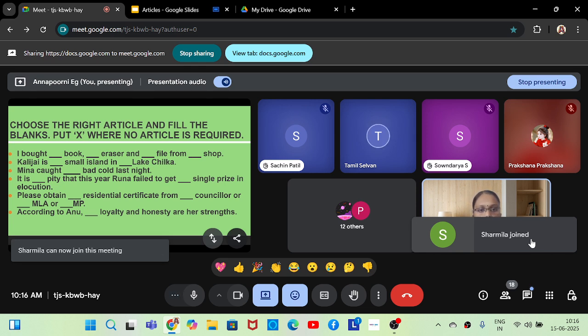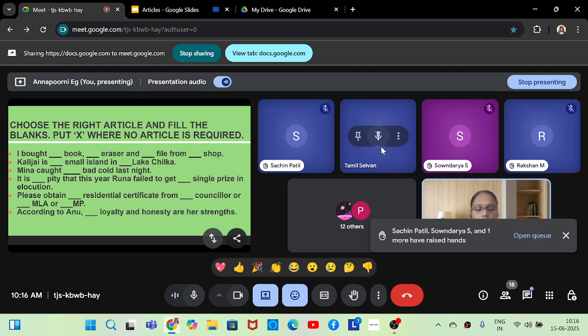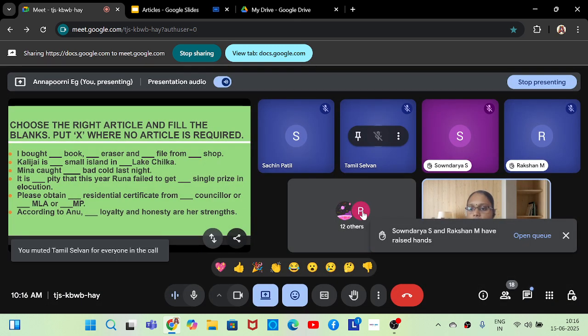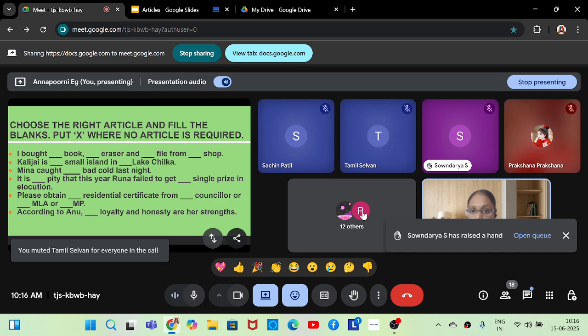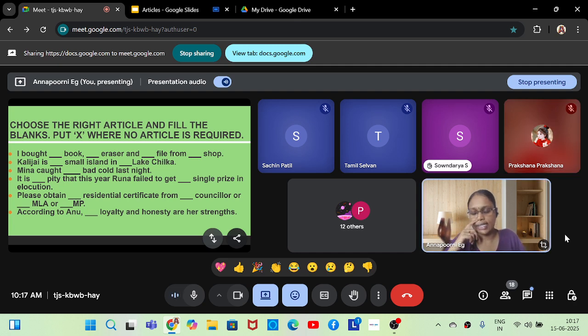No problem. Okay. So now moving to the second question. Lakshmi, you can answer the second question. I'll just read the question. Kalijai is dash small island in dash lake Chilka. Kalijai is a small island in a lake Chilka. Actually, the first answer is correct. Kalijai is a small island. That is correct. It is a small island in a lake called Chilka.